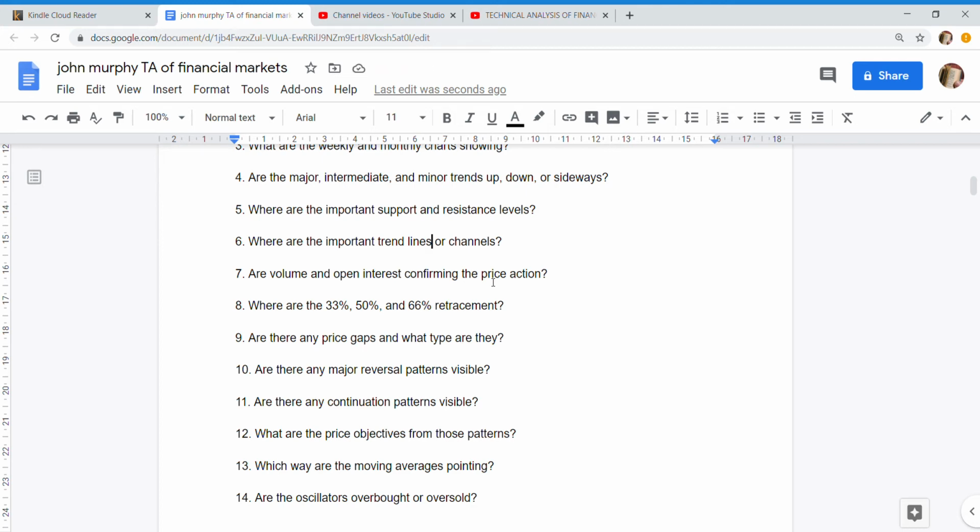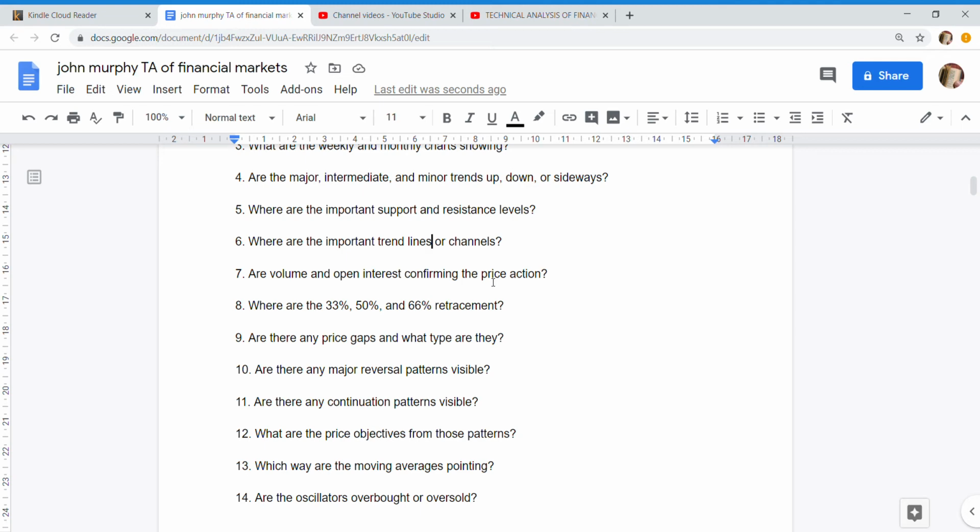8. Where are the 33%, 50%, and 66% retracements? 9. Are there any price gaps and what type are they? 10. Are there any major reversal patterns visible? 11. Are there any continuation patterns visible? 12. What are the price objectives from those patterns? 13. Which way are the moving averages pointing?